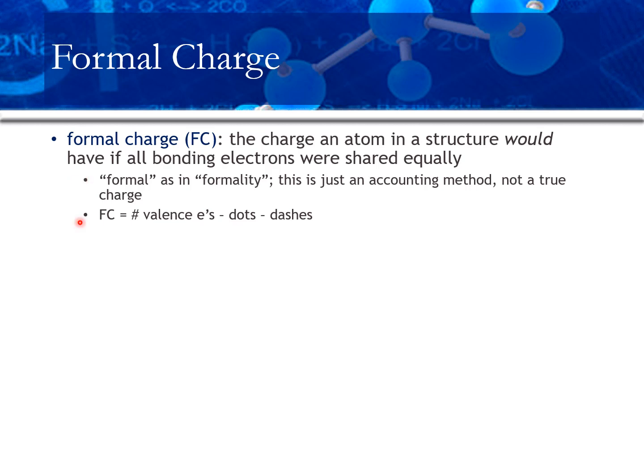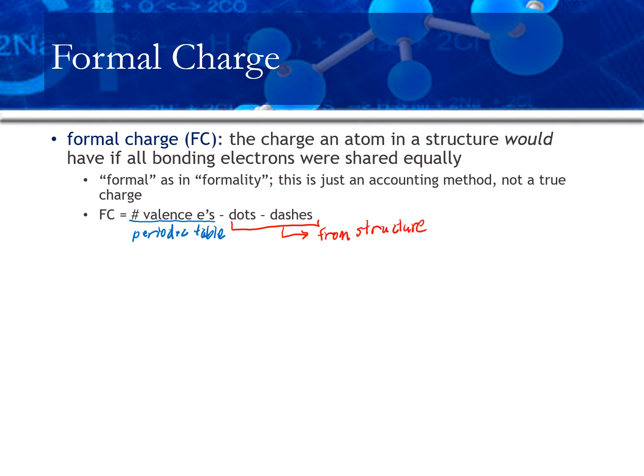This idea of formal charge, the formal part, is in the sense of a formality. It is not a true charge, but merely an accounting method that we're going to use to keep track of where the electrons are. In practice, calculating formal charge is relatively easy. We're going to calculate the number of valence electrons. This is from the periodic table. That is, we just look up the column containing that element. That tells us the number of valence electrons. And then the dots and dashes are from the particular structure that we're looking at.